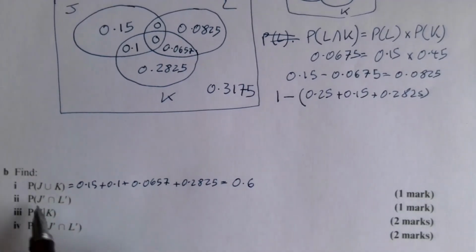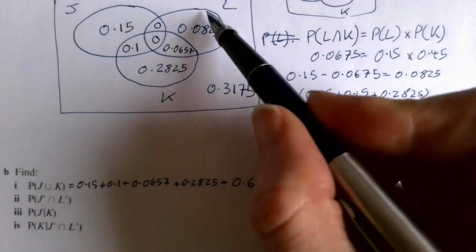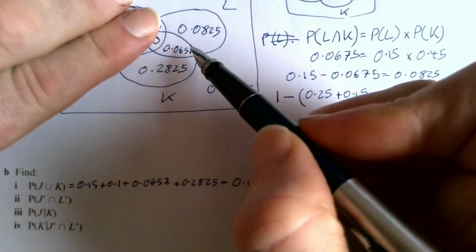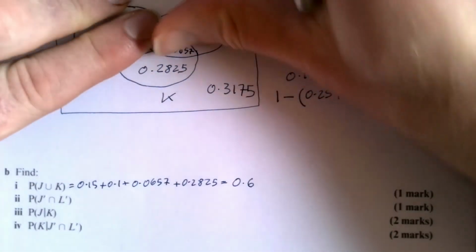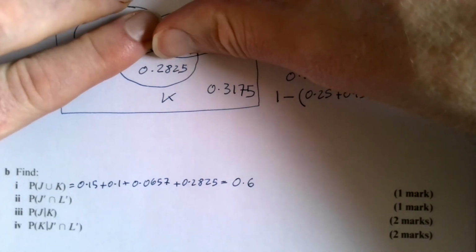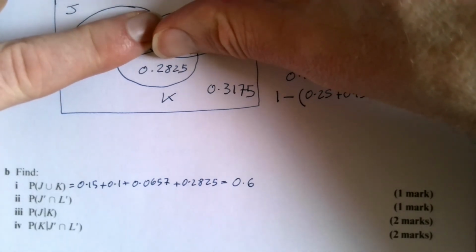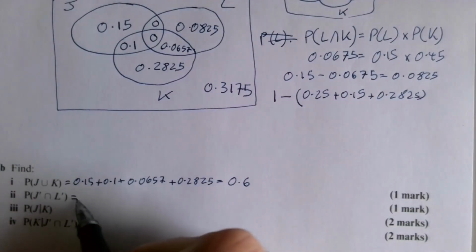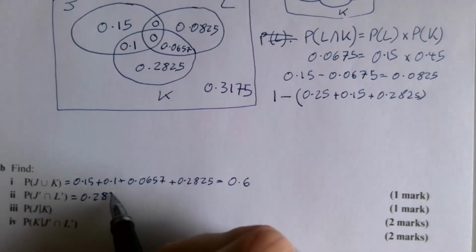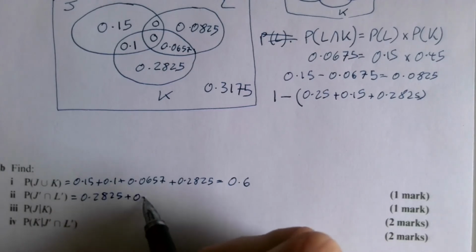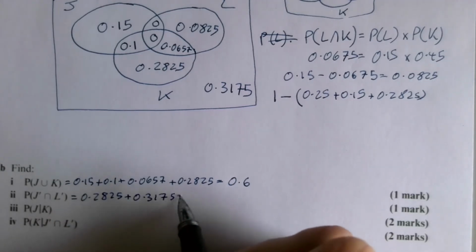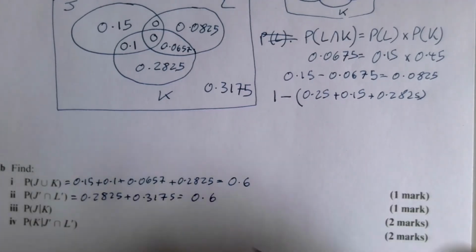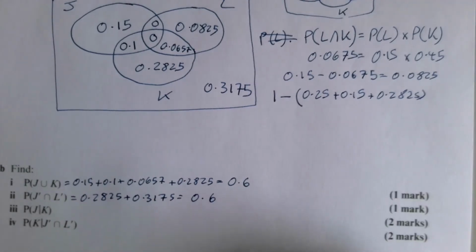The next one, the probability it isn't J combined with the probability it isn't L. So that means everything that's not in there and everything that's not in there. So that just leaves us with what's in K on its own and nothing happening. So that is going to be 0.2825, add 0.3175, which gets us 0.6 again.